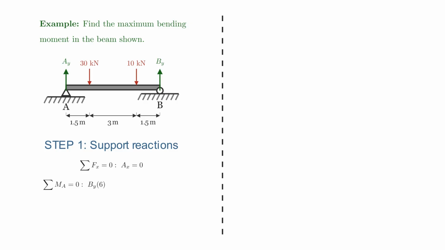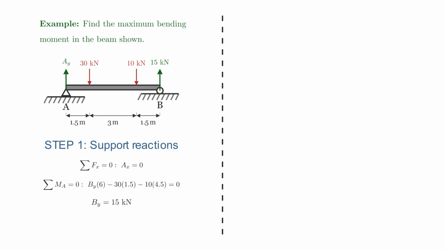Next, we take our clockwise moments, which are negative. So we have the 30 kilonewton force. This is 1.5 meters horizontal distance from A, so we get minus 30 times 1.5. And finally, we also have the 10 kilonewton force, which would also turn it in a clockwise direction. This is 4.5 meters from A, so we have minus 10 times 4.5. And these all add up to 0. Rearranging and solving, we get that BY is equal to 15 kilonewtons.